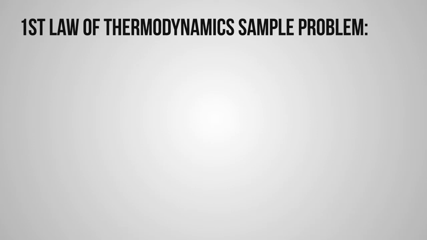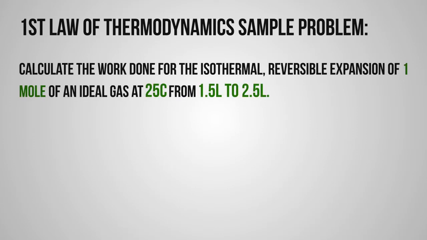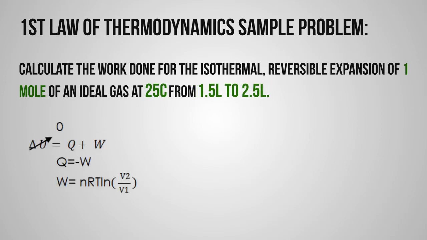First law of thermodynamics sample problem. Calculate the work done for the isothermal, reversible expansion of 1 mole of an ideal gas at 25 degrees Celsius from 1.5 liters to 2.5 liters. Delta U is equal to Q, heat added, plus W, work done. Cancel delta U, and equate to 0. Then 0 is equal to Q plus W. Hence, Q is equal to negative W.